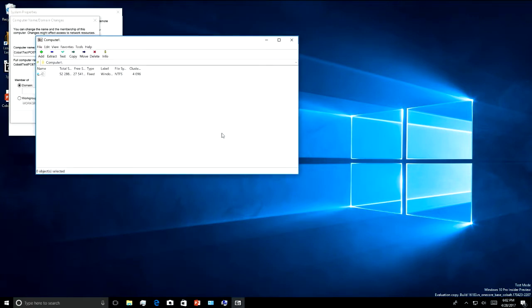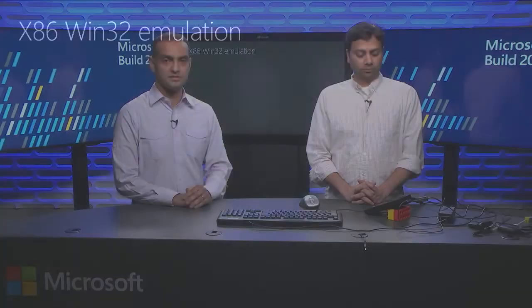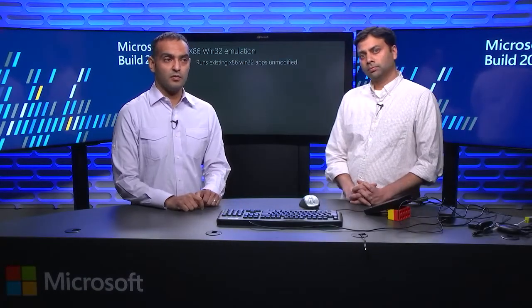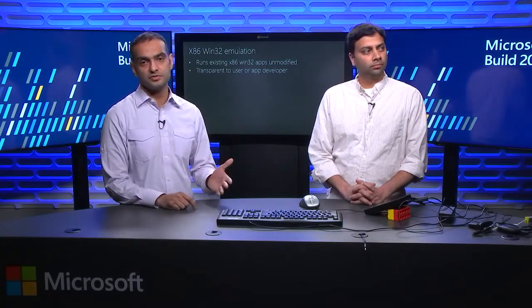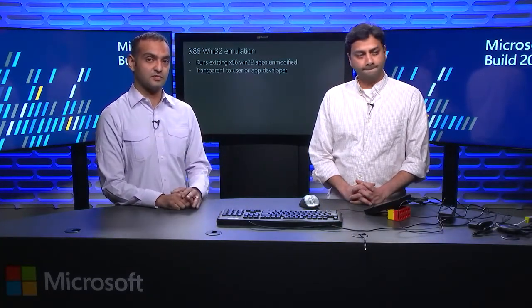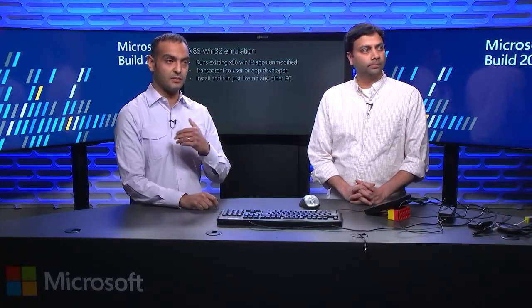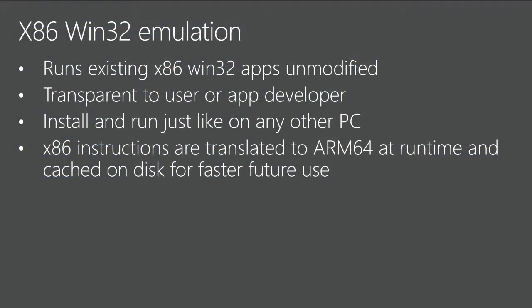So with that said, I'm going to hand it over to Arun, who's going to spend some time and talk about how exactly this magical emulation layer works. Thanks, Hari. So I'll talk a little bit about how the x86 Win32 emulation actually works. We basically have the existing apps run unmodified. So there's no user or app developer intervention required. It just works. You install it, and the binaries just work just like on any other PC. So we'll talk a little bit about how that actually works here.